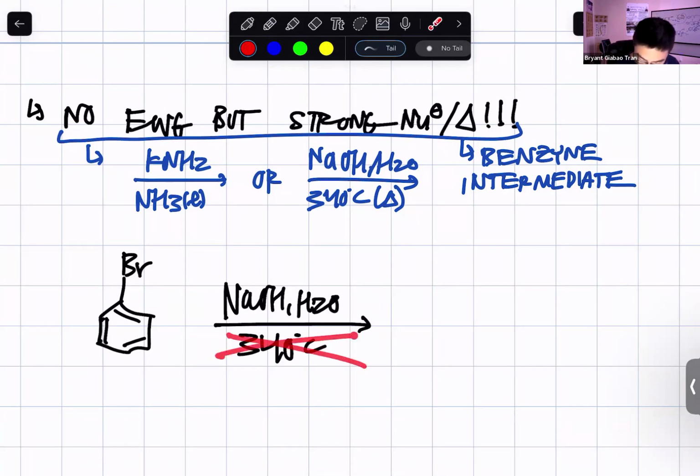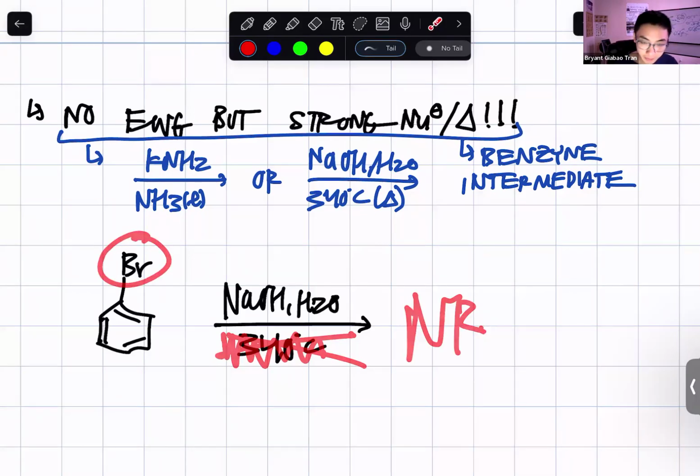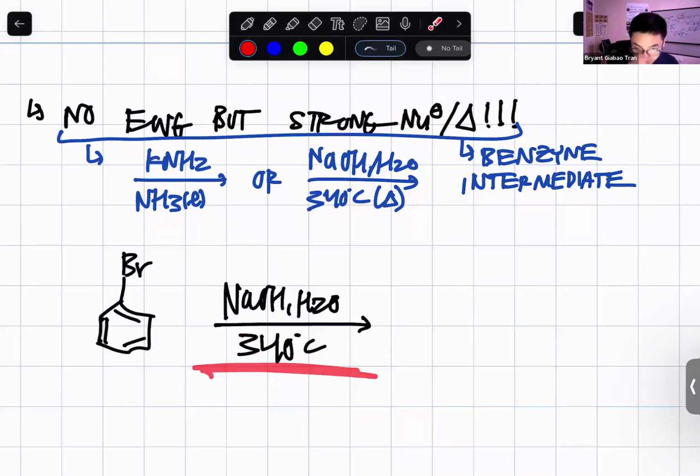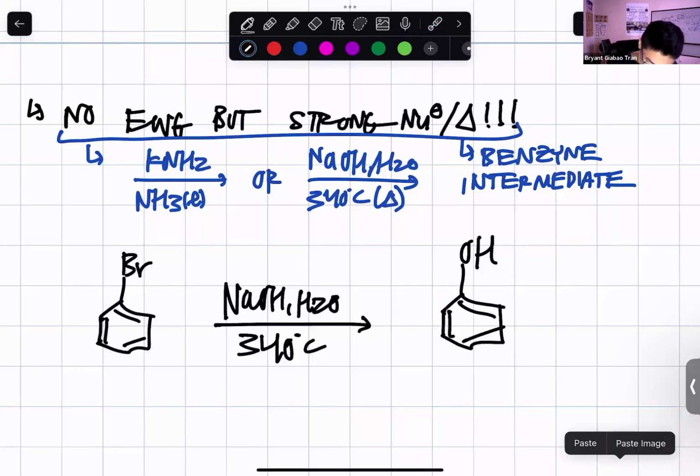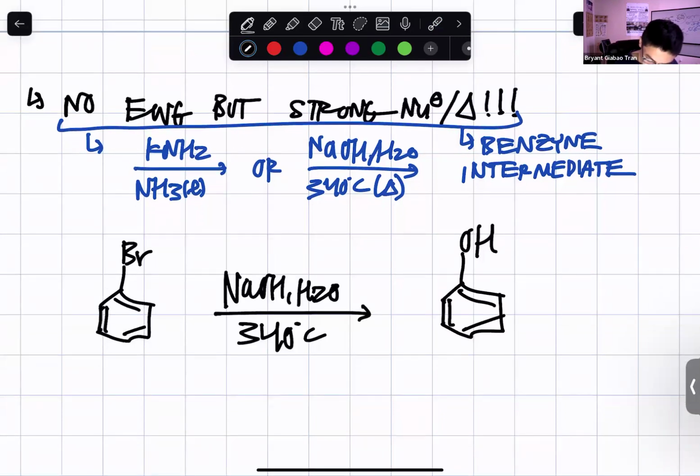If this high temperature was not there, and we're at room temp, no reaction happens because there's no strong EWG, ortho or para to the good leaving group that we have here. But because we increase the heat, it's going to force a reaction to happen. We're adding more energy to the reaction. So we're actually going to substitute the bromine with the nucleophile we have, OH, like that. And here's the mechanism.